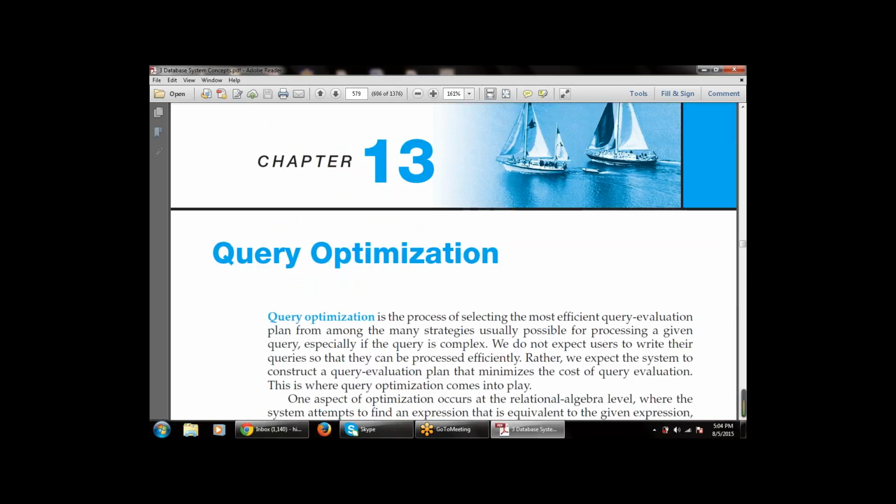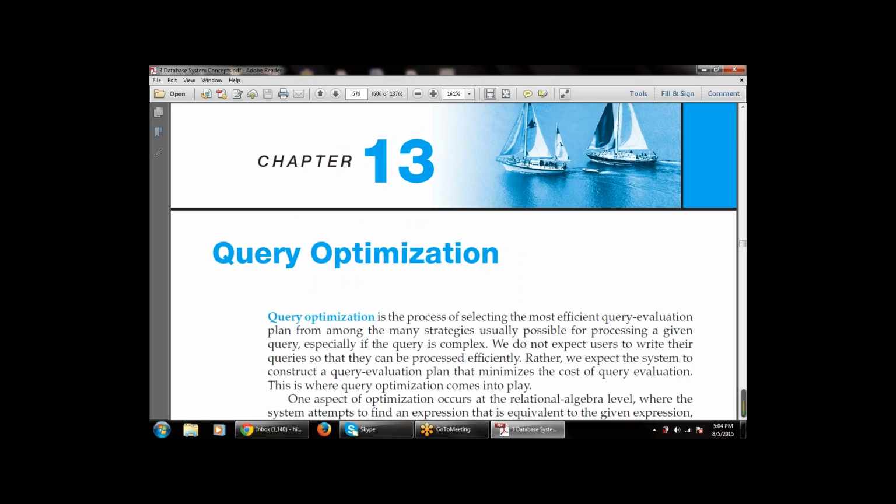Now the next chapter is query optimization. So we are finished with the chapter on query processing. The next chapter is about optimizing the query, that is, using the lowest cost method to run the query. That is query optimization, chapter number 13.